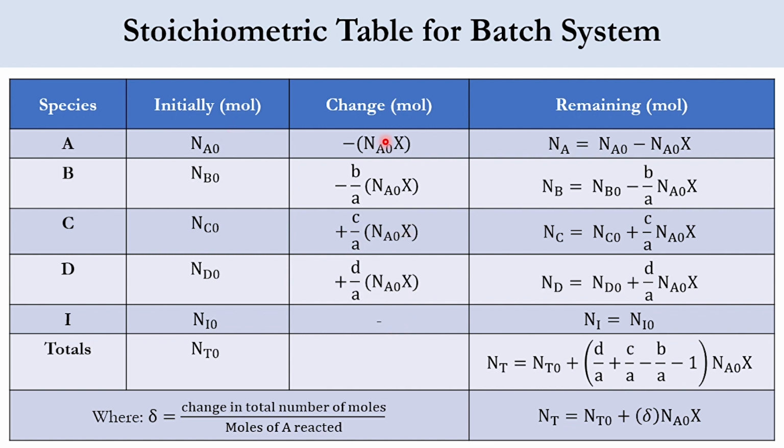Now once we add these up, Na is equal to Na naught minus Na naught x. Similarly, Nb will be Nb naught minus B over A into Na naught x, as you can see here.